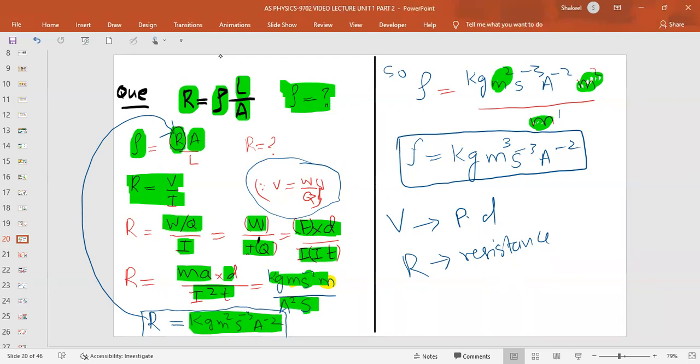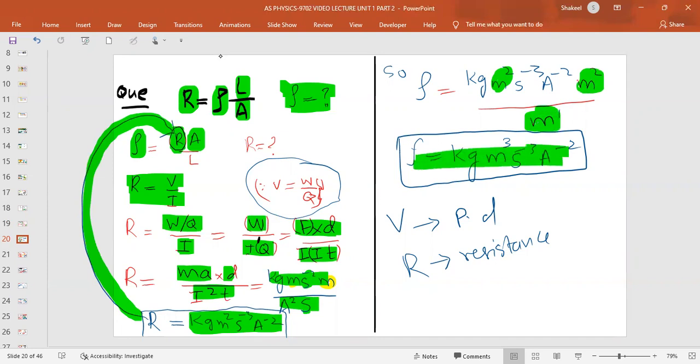When you gain the unit of R, you'll put it over there in R. For area, you know it is meter square, and for length, it is meter. So you simplify it to get this answer.